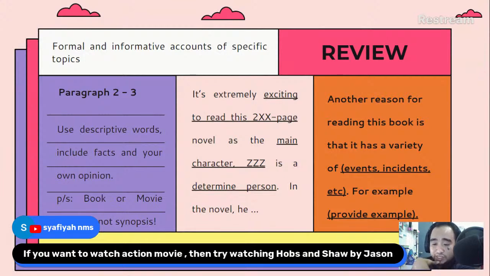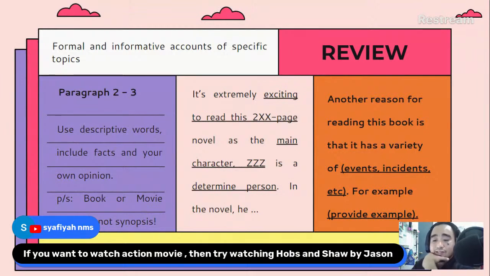Okay, next. Okay, another one. If you want to watch an action movie, then try watching Hobbs and Shaw by Jason Statham. Okay, Jason Statham and The Rock. Hobbs and Shaw. Okay, so if you go to the first paragraph just now, you introduce the topic. You can watch it. Okay, sambung contohnya, if you want to watch an action movie, then try watching Hobbs and Shaw by Jason Statham and The Rock. Apa yang disambung? You can watch it at the cinema or download it from online platform or watch it online in streaming website.